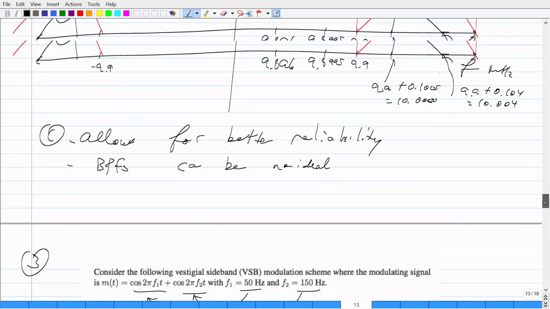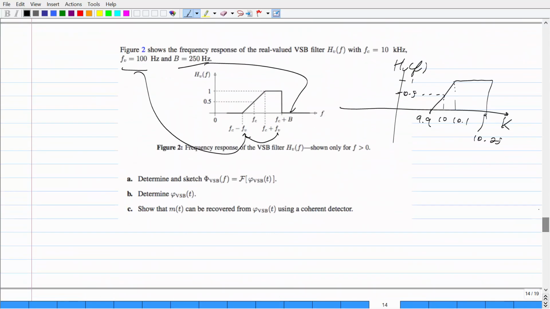Last one, guys. We're going to take this home. Show that m(t) can be recovered using a coherent detector. Well, that's actually pretty simple. All you have to do is apply modulation and then do a low-pass filter, and then you're done.